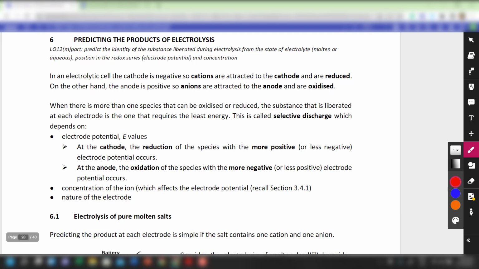In an electrolytic cell, the cathode is negative, so cations are attracted, and they are reduced. I think it was mentioned earlier. The anode is positive, attracts anions, and they are therefore oxidized. But do take note that it is not always anions and cations. There could be molecular species nearby as well, and we need to look at the reduction potential values to decide which is being oxidized or discharged, or which is being reduced.